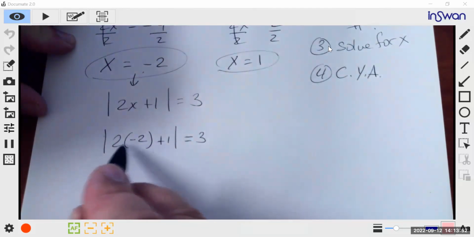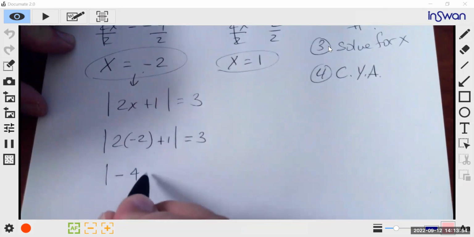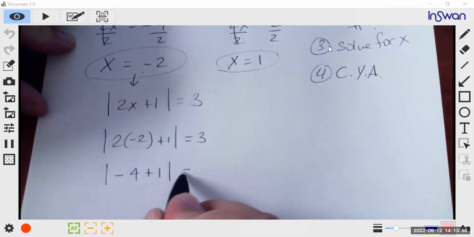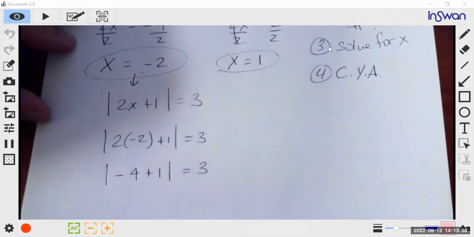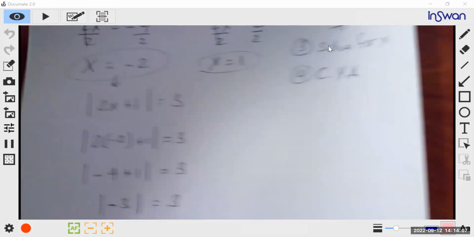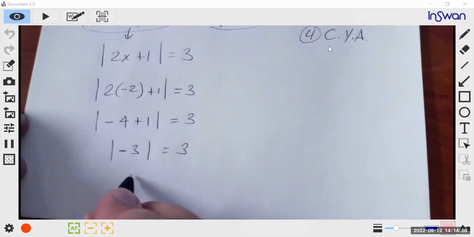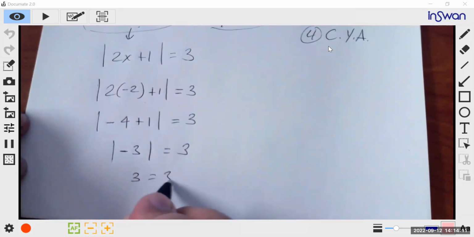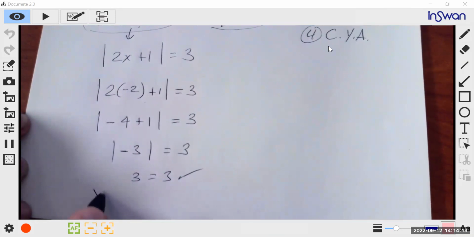2 times negative 2 is negative 4. Negative 4 plus 1, 4 is bigger, it's a negative. 4 minus 1 is 3. Absolute value of negative 3 is 3. So that one works. So X equals negative 2 is a good answer.